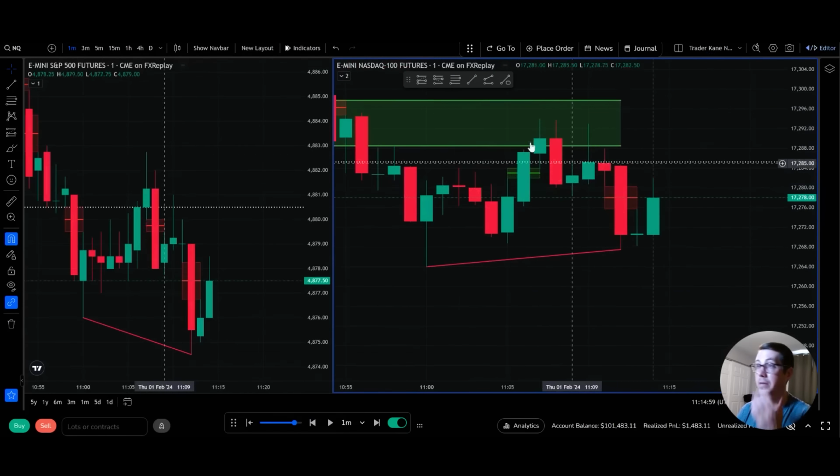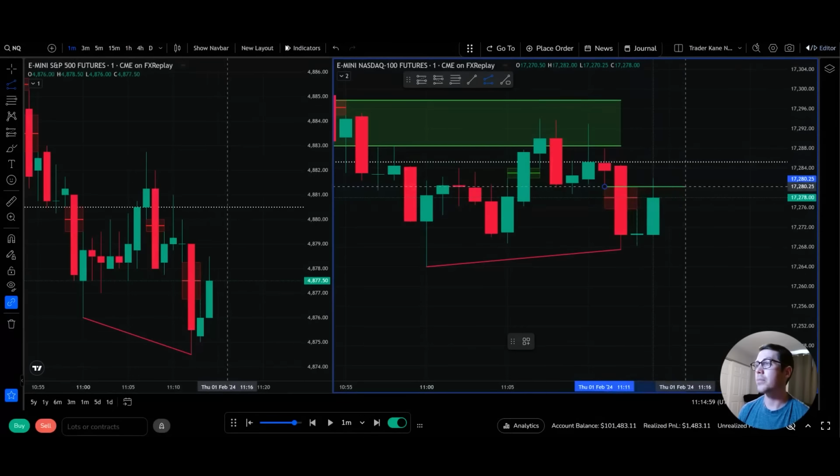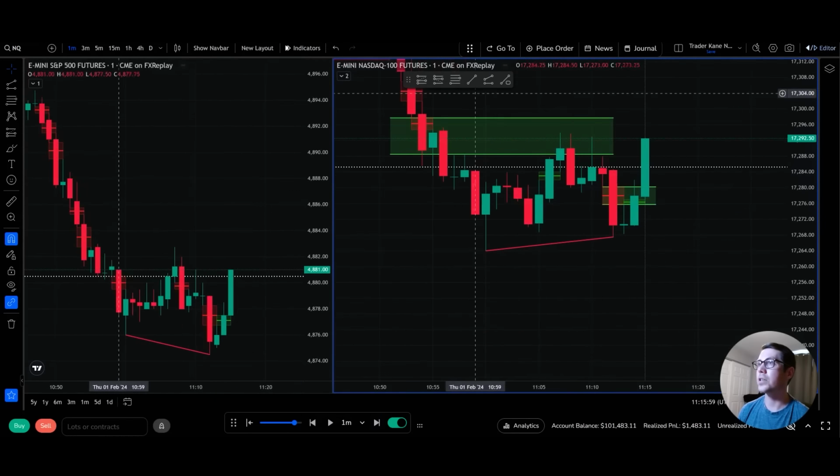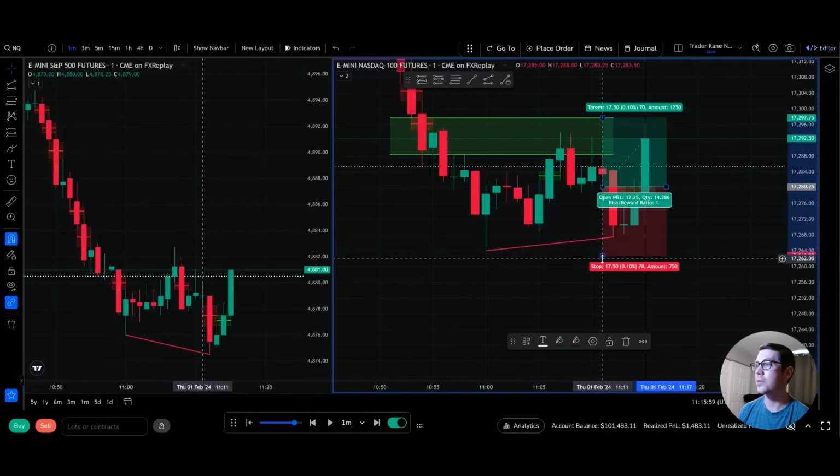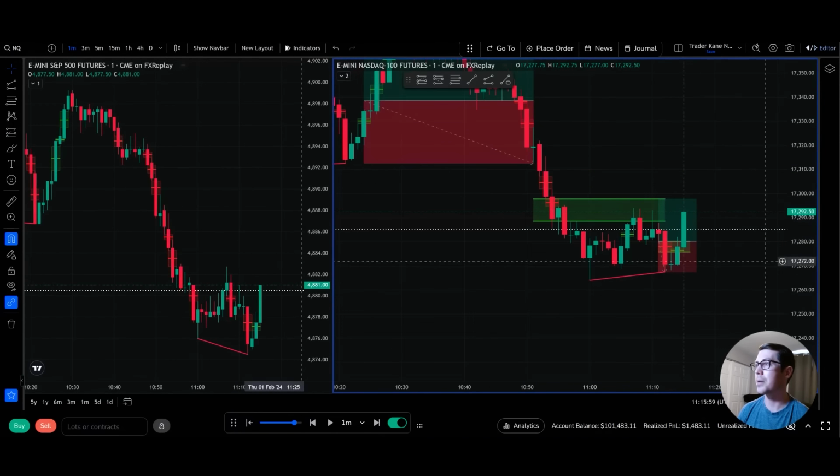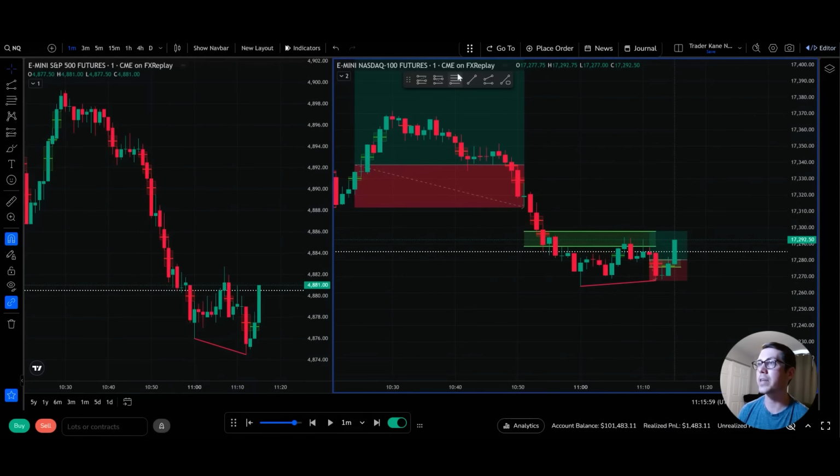And a really nice 1 minute fair value gap right here. We could look at potential inversion. So let's see if we can invert this. Nice. Really nice inversion. So I'll look to see if I can catch a retest on this. And again, it's probably going to go for the base hit in this specific case.